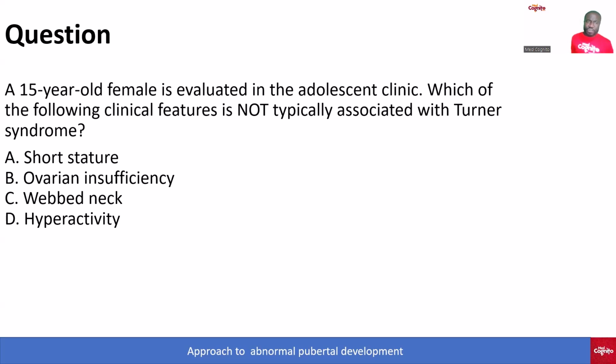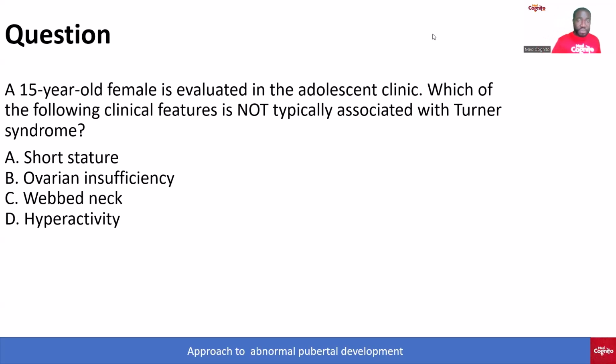So a 15-year-old female is evaluated in the adolescent clinic. Which of the following clinical features is not typically associated with Turner syndrome? A, short stature. B, ovarian insufficiency. C, webbed neck. And D, hyperactivity. What's your answer?